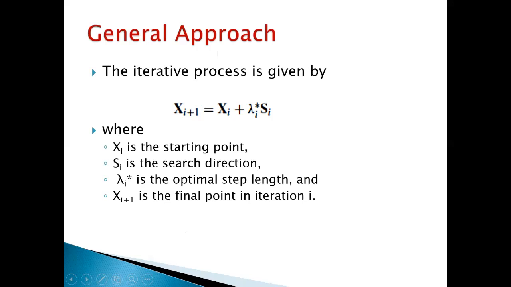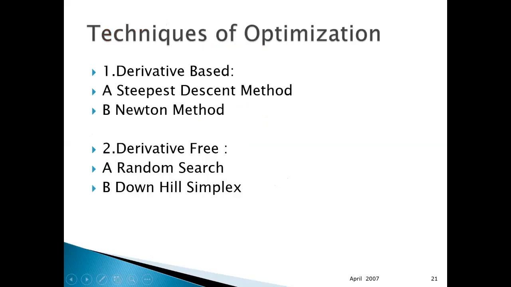So the general iterative process equation is: you find xi plus 1, that is your next point. Your next point will depend on your current point xi, on the direction in which you want to move, and also on how much you want to move, that is the step length. So xi is the starting point, xi plus 1 is the final point in the iteration i, and si is the search direction, whether you want to move positive or negative. And lambda i is the optimal step length, that is, how much you want to move.